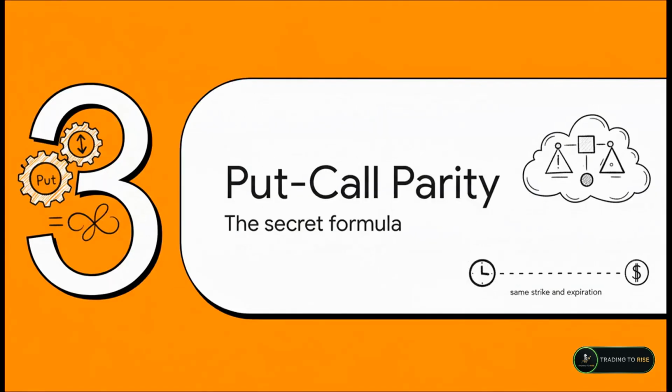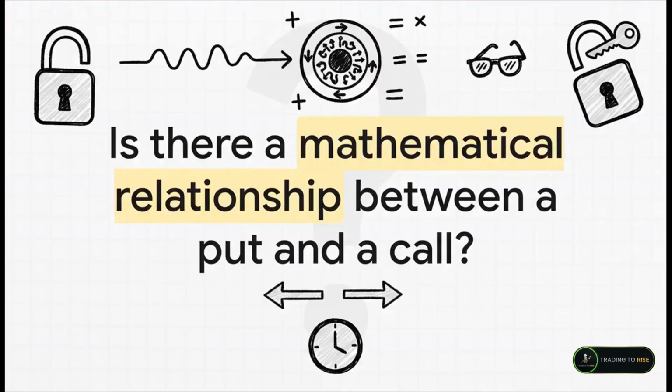All right, get ready for one of the coolest and most powerful ideas in all of options. We're on to our next section, the secret formula. What if I told you there's a hidden mathematical connection that links the price of a put and a call? Well, there is. So the big question is: is there a direct mathematical relationship between a put and a call? And the answer is a resounding yes, absolutely.